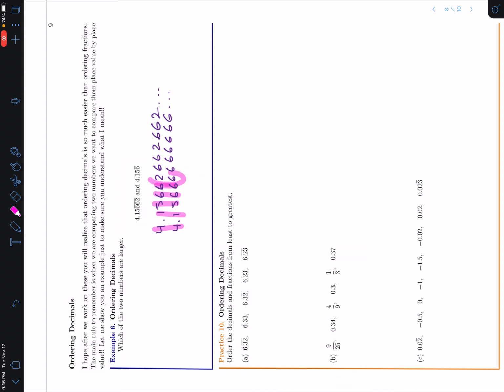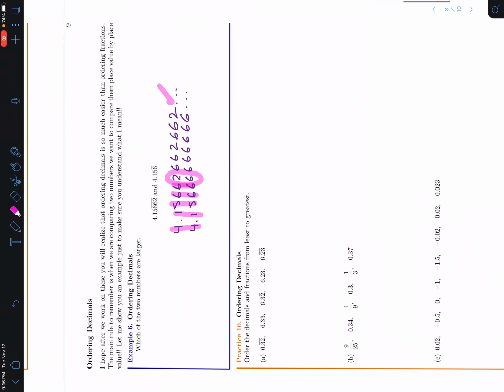Finally, now that we're at the 100,000ths position, we see that we've got a 2 in the top number and a 6 in the bottom number. Since 2 is smaller than 6, that means the top number has to be the smaller number, and 4.156 repeating is going to be the bigger number. So if I were to write this out, I would say 4.15662 repeating is less than 4.156 repeating.